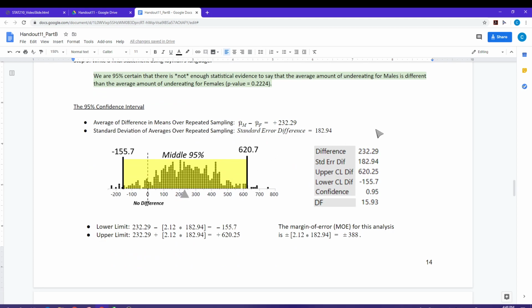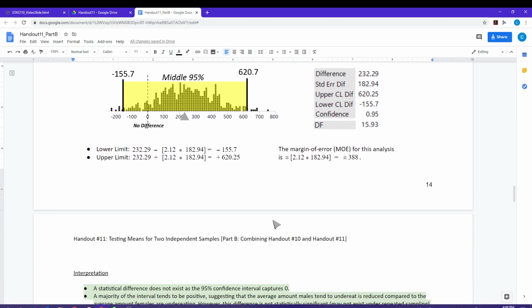On the bottom of page 14 is the confidence interval, the 95% confidence interval. And again, what we do with the 95% confidence interval is just capture the middle 95% of those values from that sampling distribution for the difference between the two means. The lower end point here is calculated to be minus 155.7, and the upper end point is calculated to be 620.7, or that should be 620.25. This interval captures 0 here, so we can see that there is indeed no difference between these two groups.